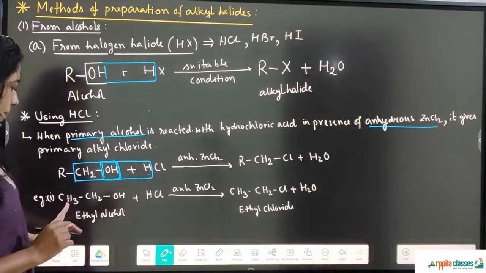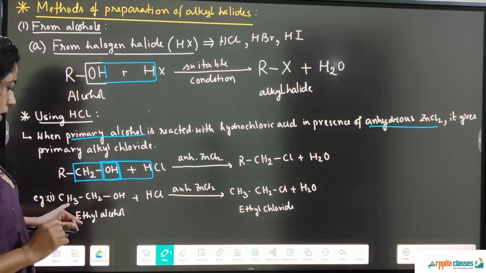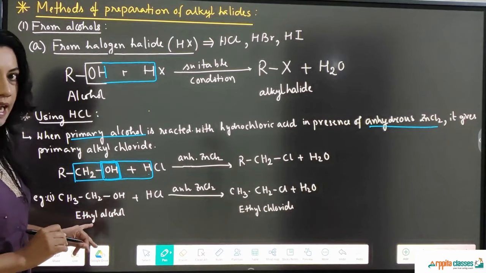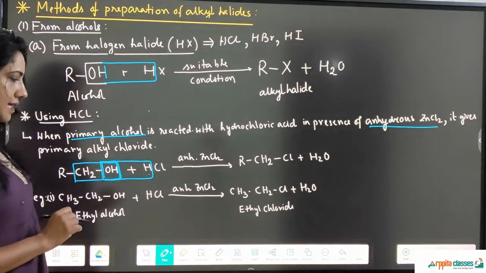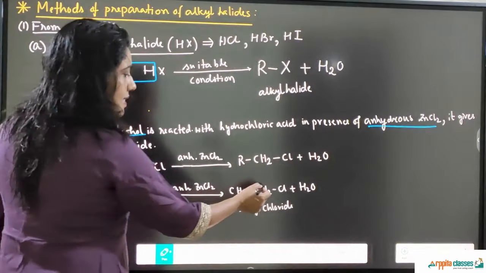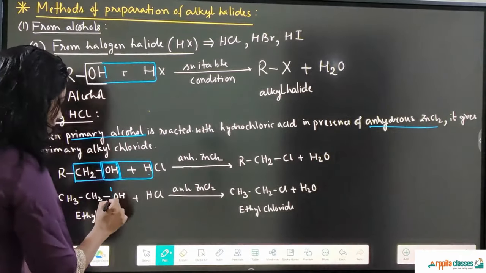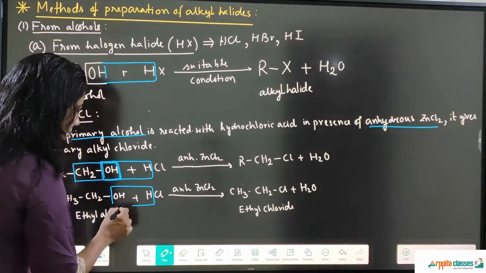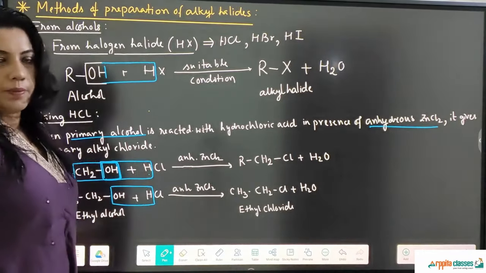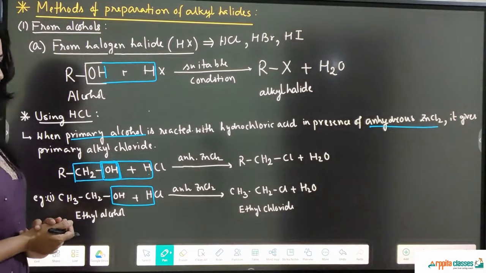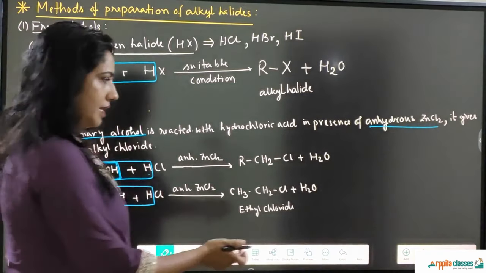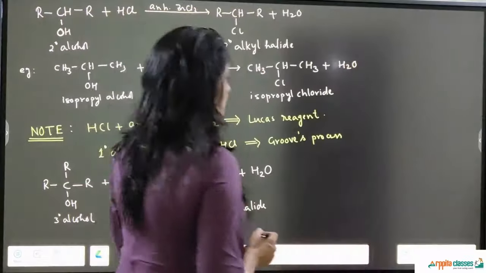So we are taking an example CH3CH2OH, which is called ethyl alcohol. It's an alcohol with two carbon atoms, reacting with HCl and anhydrous ZnCl2. We are getting CH3CH2Cl. So basically OH from here and H from HCl come out as water. I hope everybody understood. You can take a screenshot. Yes, let us move on to the next one.